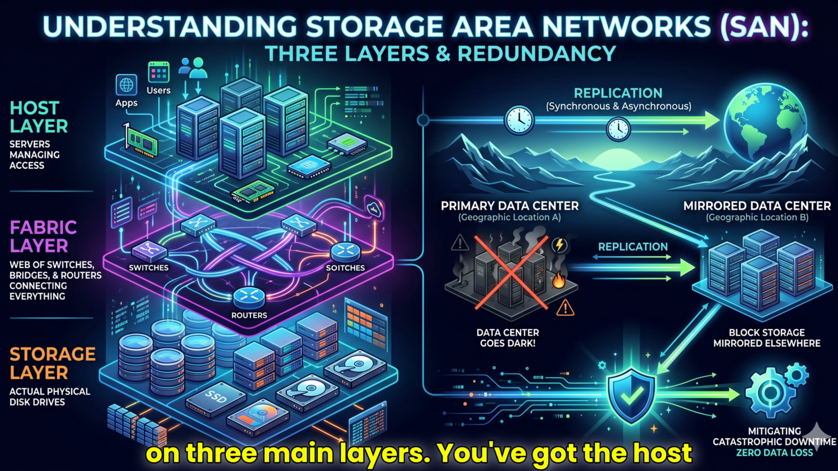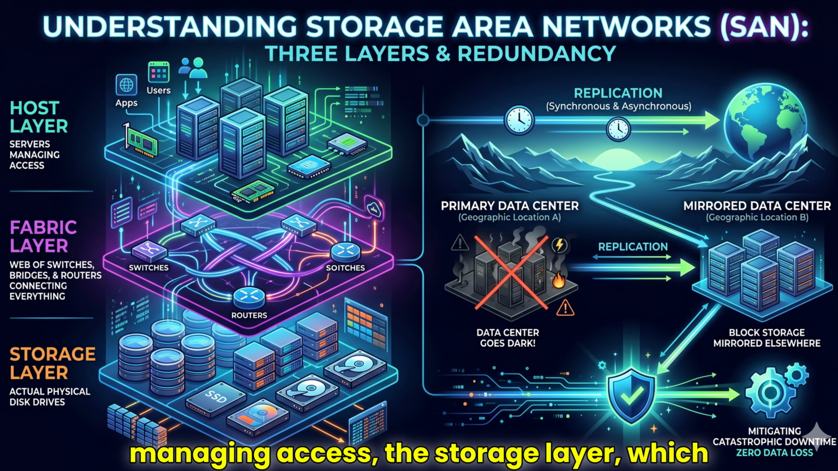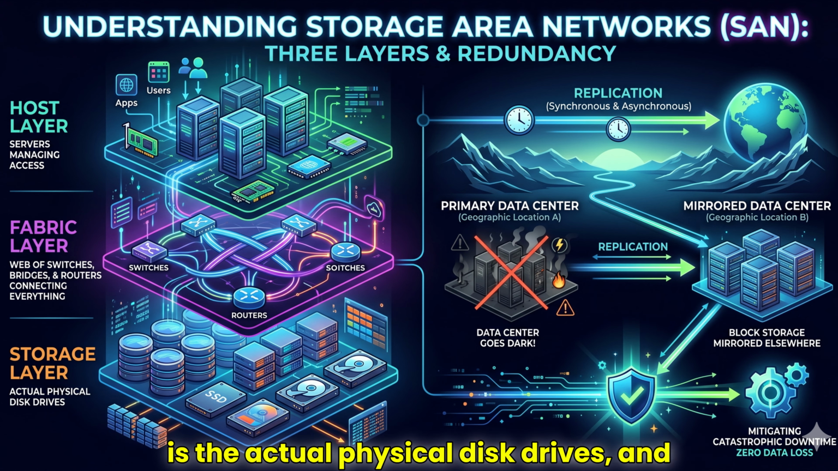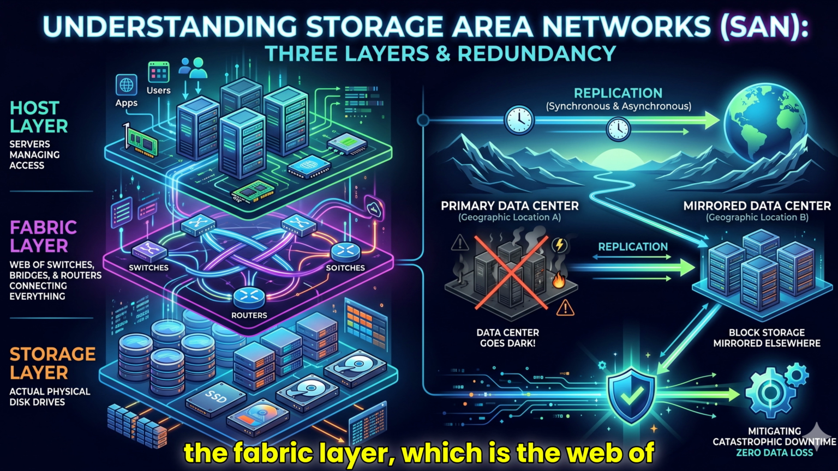So a SAN is built on 3 main layers. You've got the host layer, which contains the servers managing access, the storage layer, which is the actual physical disk drives, and the fabric layer, which is the web of switches, bridges, and routers connecting it all together.